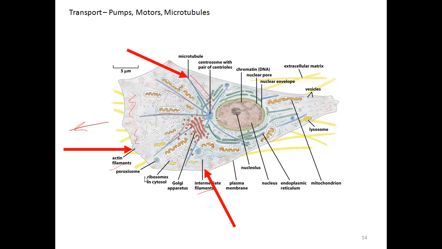The intermediate filaments, in contrast to microtubules, are mostly structural, and they are mostly circumferential around the cell. These provide rigidity and mechanical strength to the cell structure. These will all be talked about in the second part of the course.